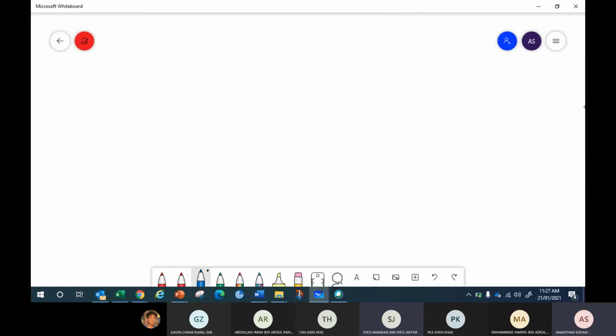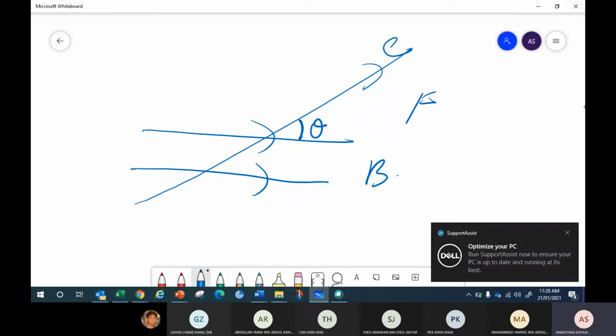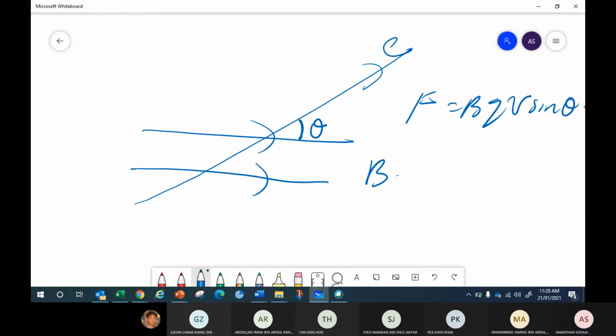Let's see. You have a magnetic field, horizontal, this way. If the electron moves like this, the angle is this angle. The force acting on it is BQv sine theta. This is the formula to be used.